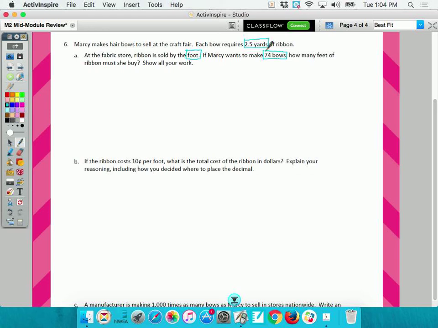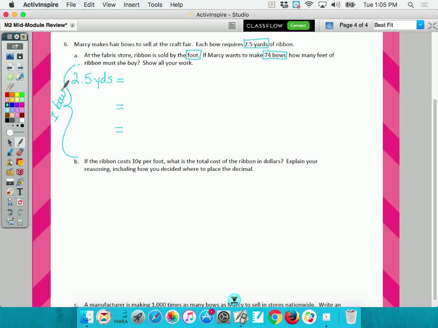Not yet. Let's wait to multiply. Let's figure out how much it is for 1 bow. I know how many yards it is, but that's not going to help me if I have to go by feet of ribbon. So what do I have to figure out first? I need to figure out 1 bow, but I've got to change yards to what? Feet. It says it right up there.